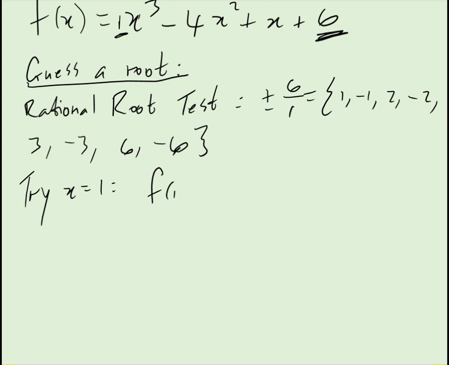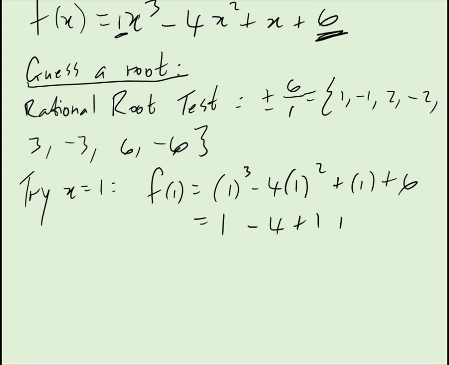So f of 1 is equal to what? So it's 1 cubed minus 4 times 1 squared plus 1 plus 6. This is equal to 1 minus 4 plus 1 plus 6. And what is this equal to? Well, 1 minus 4 is minus 3. Minus 3 plus 1 is minus 2, and minus 2 plus 6 is 4. This is not equal to 0, so therefore 1 is not a root or a solution.